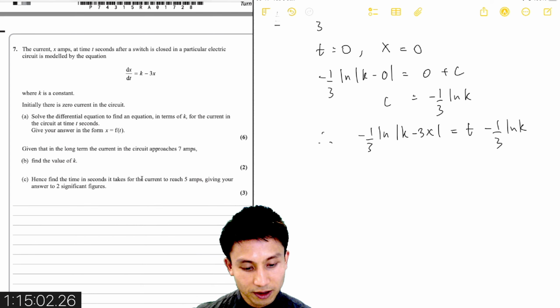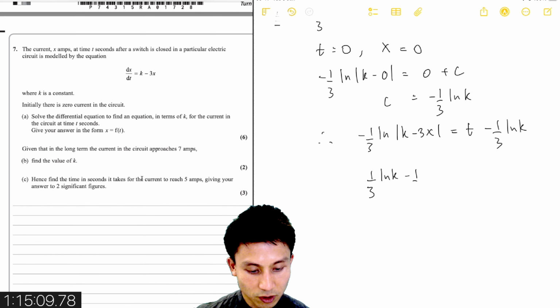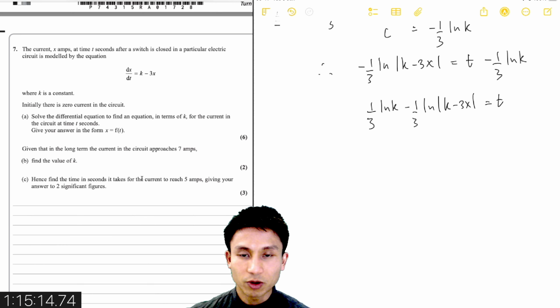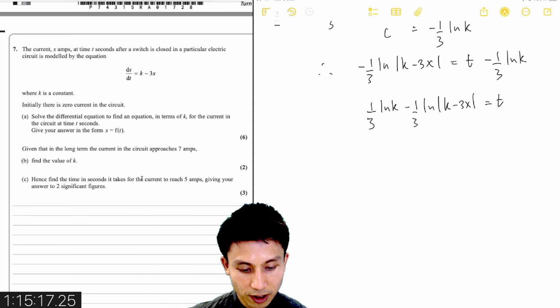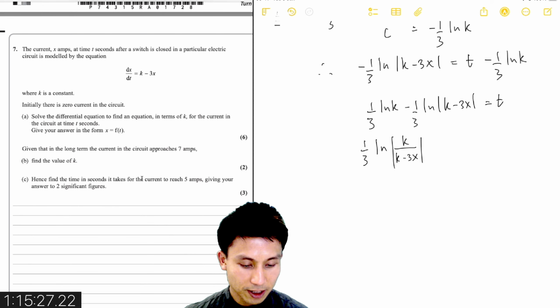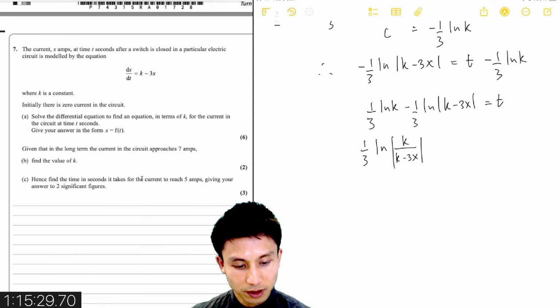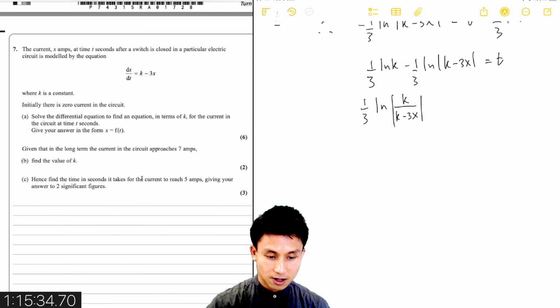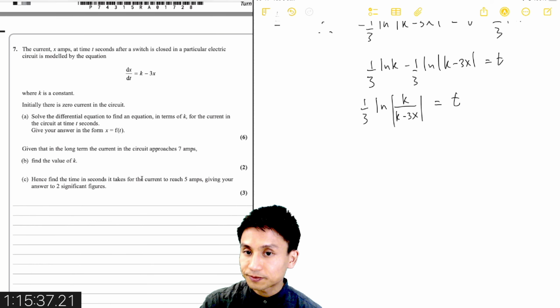Right, so let's bring the ln together. So it would be 1 over 3 ln k minus 1 over 3 ln of all of that equals t. We merge the ln using log property. So we have 1 over 3 and then ln, doing the log property there, so it's k over k minus 3x, or absolute value maybe, because the ln k is also with the absolute signs, the modulus signs. So this is equal to t.